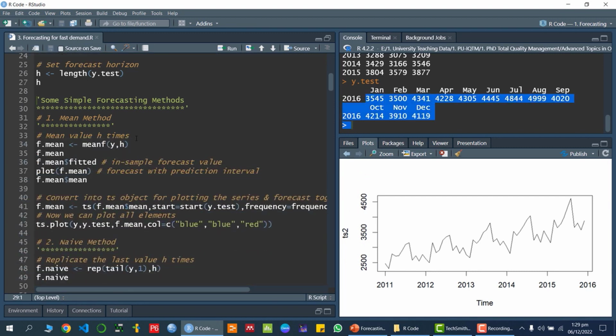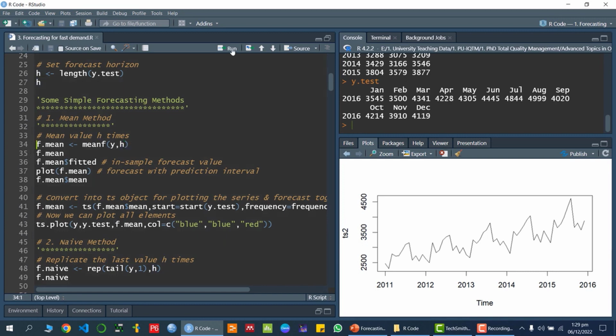Now I'm going to apply the first method, which is the mean method. How we can do that? That is with the help of the meanf function, that is the mean forecast value. Then I'm mentioning the original values, which are stored in y. Then I'm mentioning the forecast horizon. I am saying that I want the forecasted values of the next 12 months, because h is equal to 12.